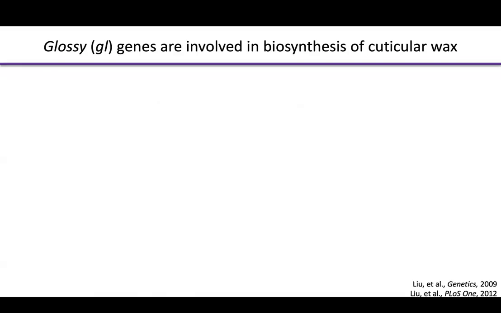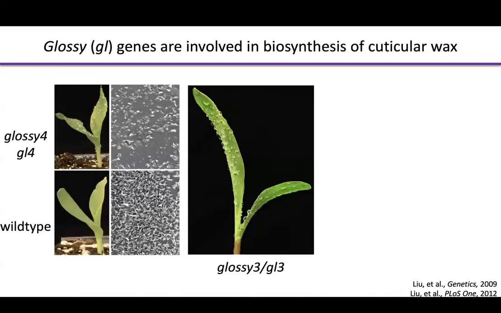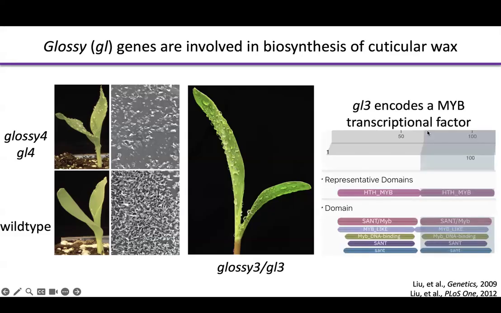For our case study, we are using the GLOSSY gene. GLOSSY genes are involved in the biosynthesis of cuticular wax. The epidermal cells of the glossy mutant show a wax-deficient phenotype, which is why you can see this glossy phenotype. GLOSSY3 is a MYB transcription factor. This gene was cloned by Sanzhen almost 15 years ago.